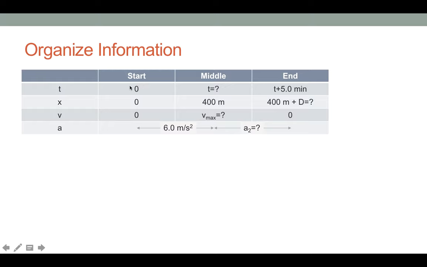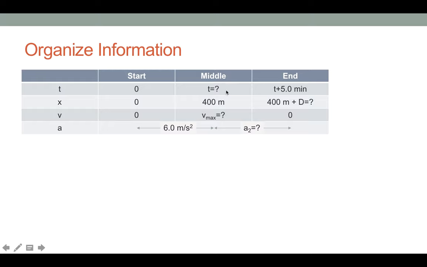Now, almost all the time, we can assume that we can set t equal to 0 at the beginning of the problem, unless it specifies otherwise. We can also, generally speaking, put the object at the origin at the beginning of the problem. So we'll define x equals 0 and t equals 0 to be the start. We are told at this point the car is at rest, so v equals 0. At the middle point, we're told the car is 400 meters away from where it started. We're told at this point it's at its maximum speed, because after this point it's slowing down.